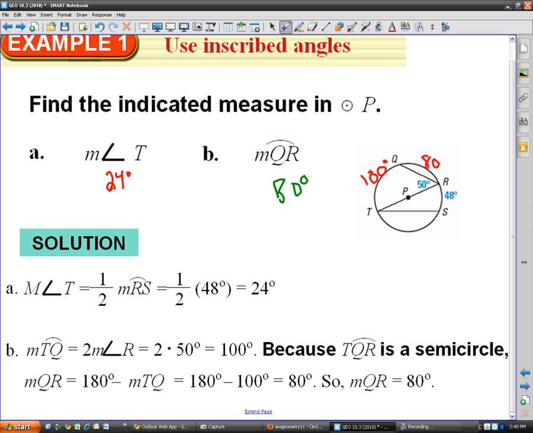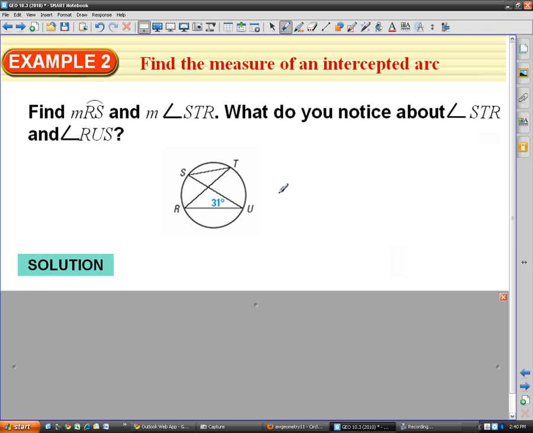Okay, so then this one is asking us to find the measure of RS, the arc RS, which is this one. I'll mark it in green. They want the measure of that arc right there, and the angle STR. So that angle right there.